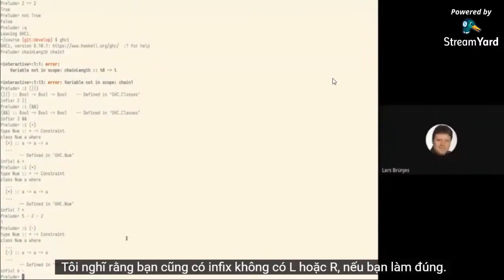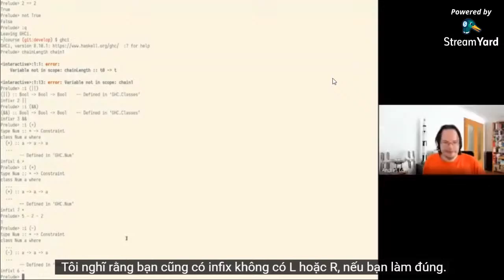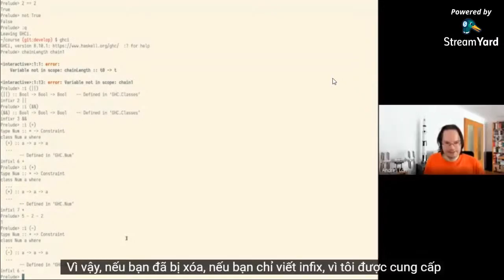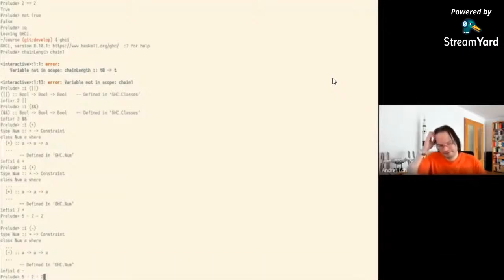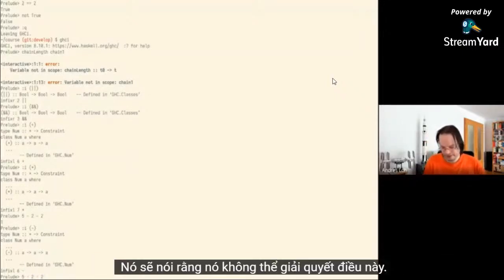I think you also have infix without L or R, but you get an error if you do this, right? Yeah, so if you just write infix and give it a priority, but if you then have repeated occurrences of the same operator like this, you'll just get an error. It'll say that it cannot resolve this.